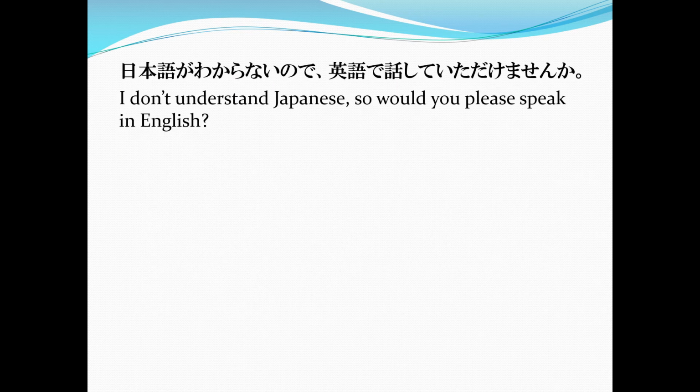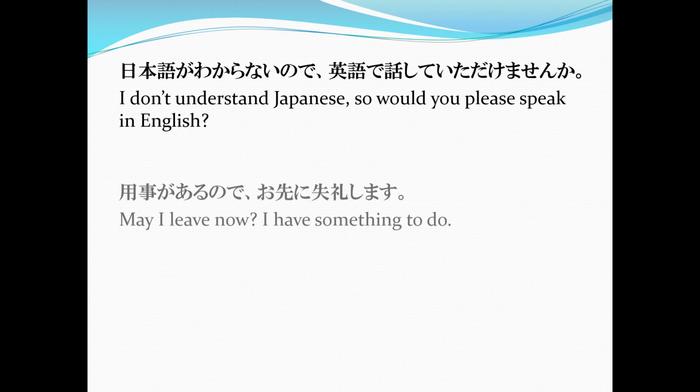So, example. 日本語がわからないので、英語で話していただけませんか? Again, 日本語がわからないので、英語で話していただけませんか? I don't understand Japanese, so would you please speak in English? Now, in this one, the speaker is asking for permission or asking for something, right? That's why he or she uses ので.